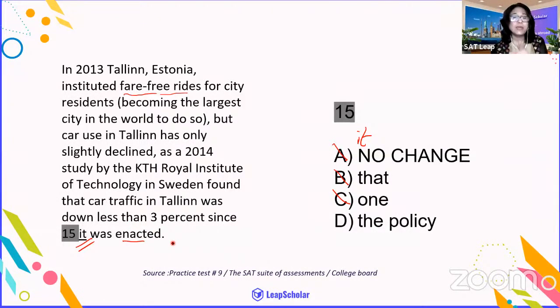Do you remember what the name for this was? Specific noun versus pronoun. So there is no noun. Listen carefully, students. It's not such an easy question, this one. There is no singular noun which it is replacing. Fare-free rides? Yes, kind of. The policy of giving fare-free rides. But the word policy is not given here. So it's not a good idea to use a pronoun here. You have to use the specific noun. Most of the time, if you're in a hurry and you see pronouns versus a specific noun, just go for the specific noun, okay?